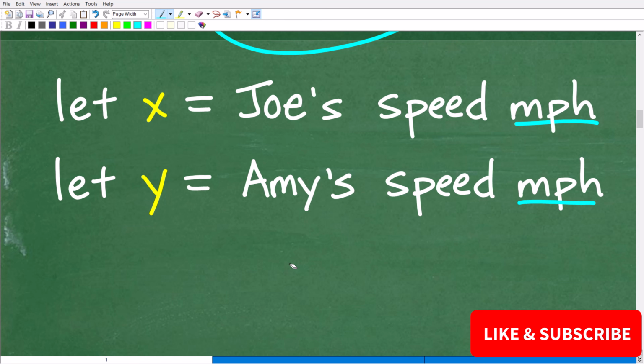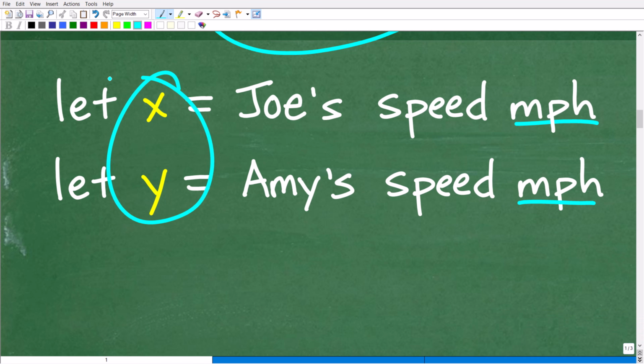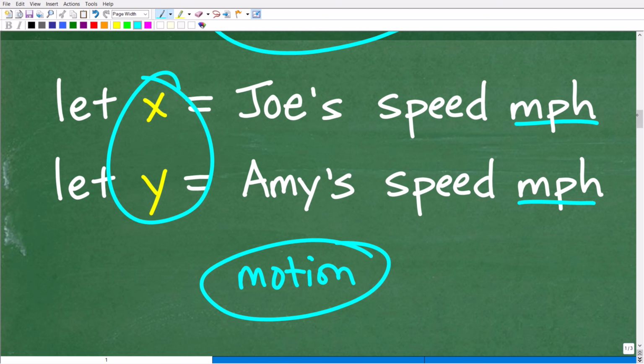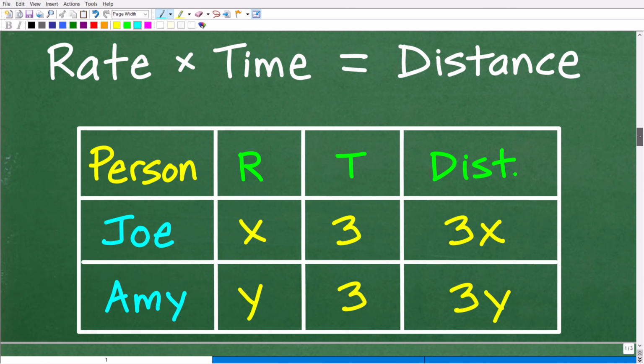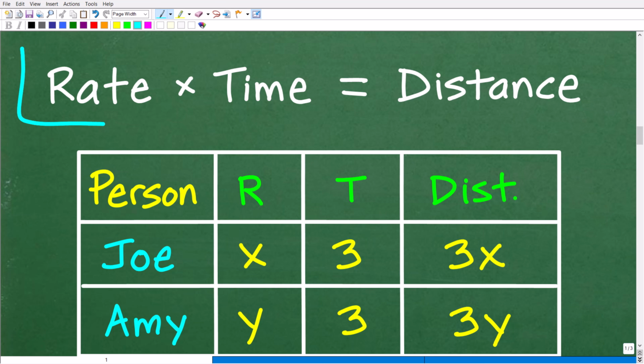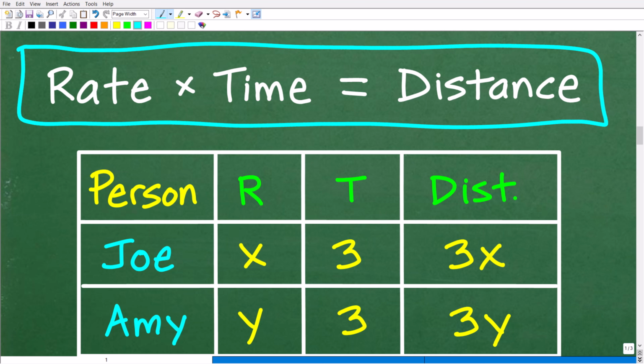We have some variables. Now we need to build some equations because our goal is to solve for x and y. But we can't do anything here unless we understand a formula that has to deal with motion problems. And this formula is an absolute must-know. And let's take a look at this right now. Okay, so I have a table. I'll explain this table in a second. But this is the formula that you must understand if you are any sort of math student, because these problems are everywhere in mathematics. Again, motion problems. And the formula is rate times time is equal to distance.